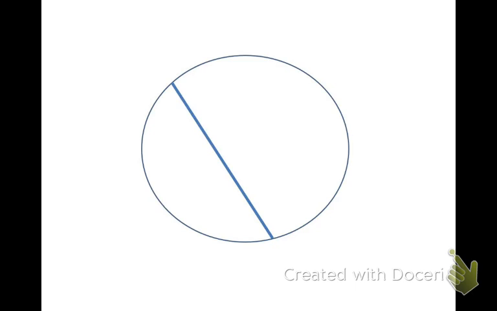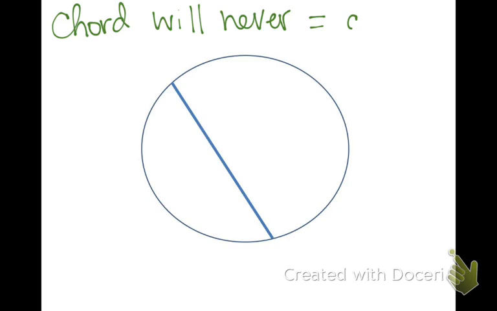A chord, in review, starts and ends on the circle. Okay? A chord starts and ends on the circle. So what I want you to write is that a chord will never equal an arc. Write it anywhere you're going to see it, and remember, a chord will never equal an arc.